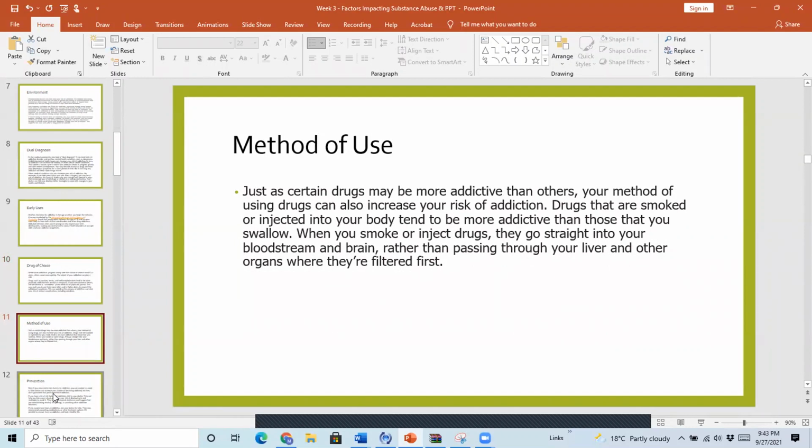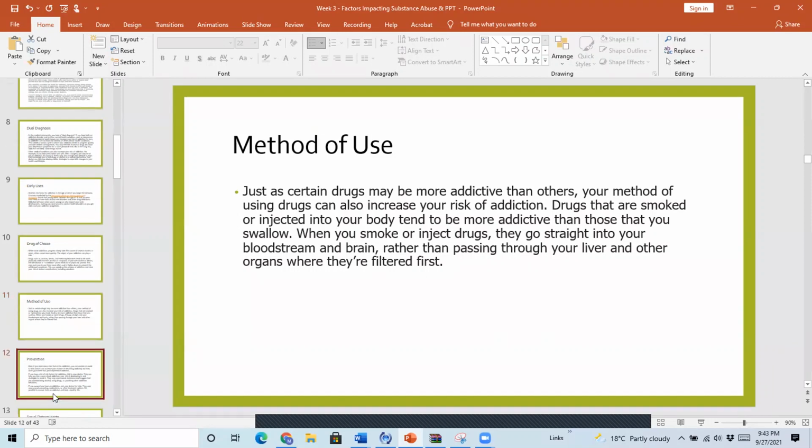Also, the way in which something is used. For example, drugs that are smoked or injected into the body tend to be more addictive because when you're injecting or smoking a substance, it goes straight into the bloodstream and into the brain. So you get a really quick effect from it. But drugs that take a little more time to be absorbed into the body are not as addictive because you don't get that quick fix from it.